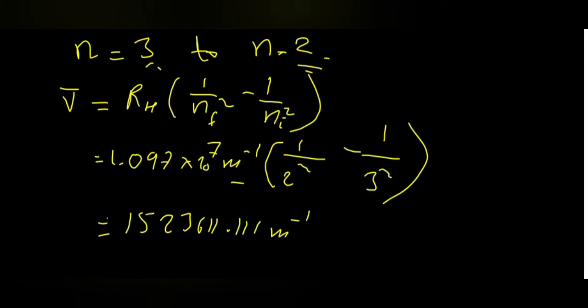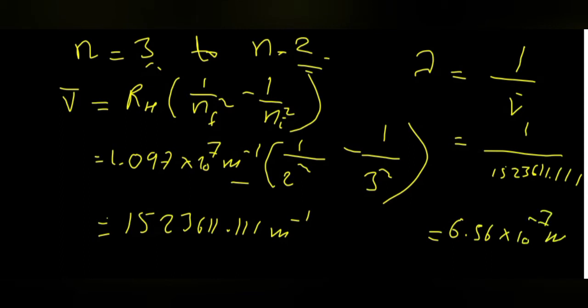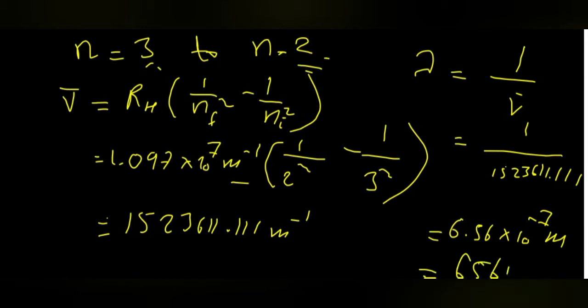Now determining the wavelength. We know that it is 1 over wave number. So that would be 1 over 1523611.111. Taking the inverse of that, we get 6.56 times 10 to the power negative 7 meters, which we can convert to nanometers by multiplying by 10 to the power 9, and that gives us 656 nanometers. So that is the wavelength of the photon required to remove an electron from n equals 3 to n equals 2.